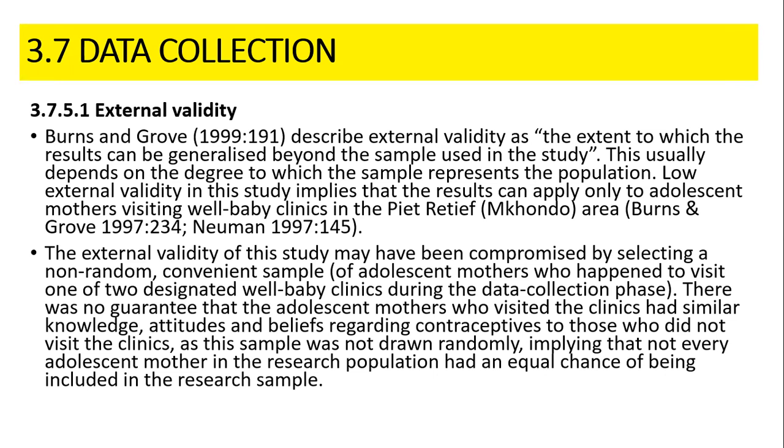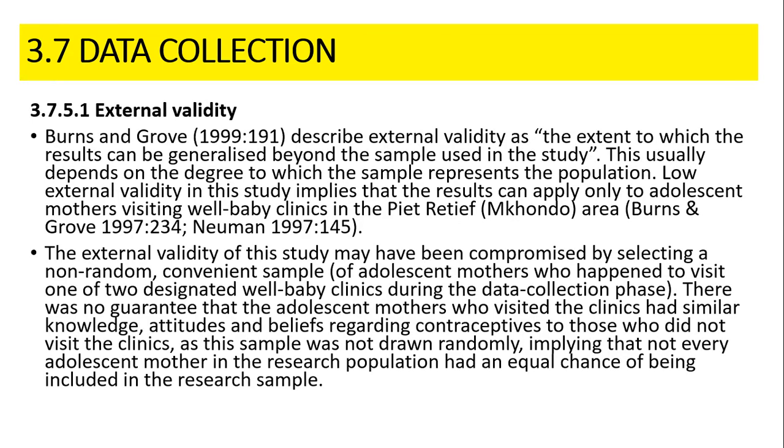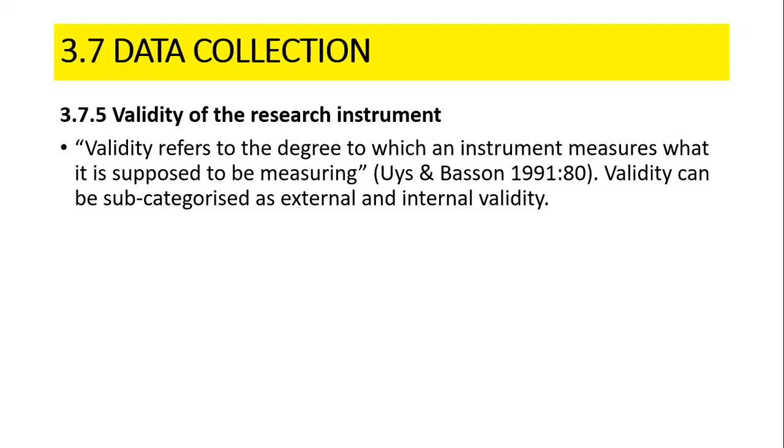External validity is the extent to which the results can be generalized beyond the sample used in the study. This usually depends on the degree to which the sample represents the population. So write something on external validity and something on internal validity, right? Internal validity is the extent to which the factors influencing adolescents' mothers' non-utilization of contraceptives are a true reflection of reality, rather than results of the effects of extraneous or chance variables not necessarily related to the factors influencing contraceptive non-utilization. So these two validities are very important under the validity of the research instrument.